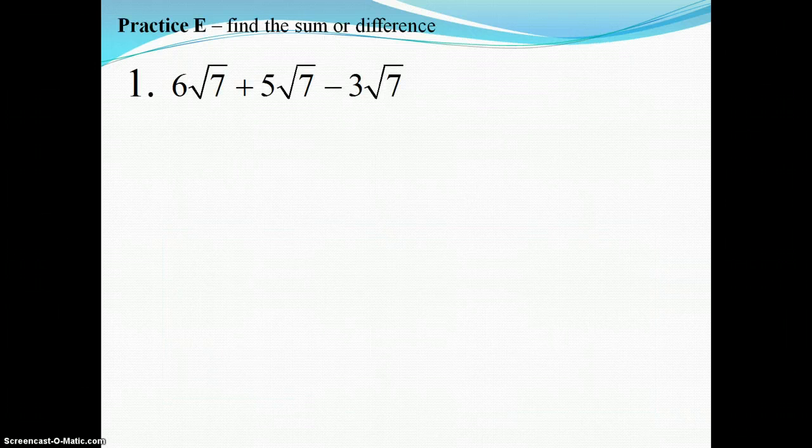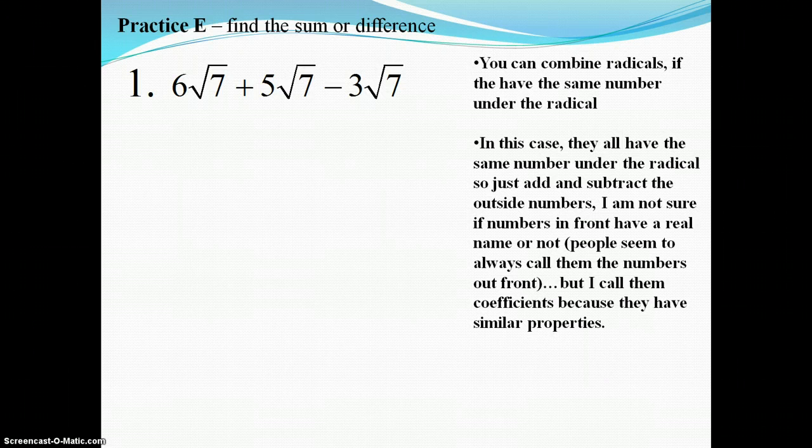If you take a look at practice E number 1, I've got 6 square root of 7 plus 5 square root of 7 minus 3 square root of 7. Well, think of the 6 and the 5 and the 3 as being the coefficients. I'm allowed to add or subtract all those guys as long as the radicals they're multiplied times are all the same. And in this case, they are. So 6 plus 5 is going to be 11. And then 11 minus 3 is going to be 8. And that leaves me with 8 square root of 7.